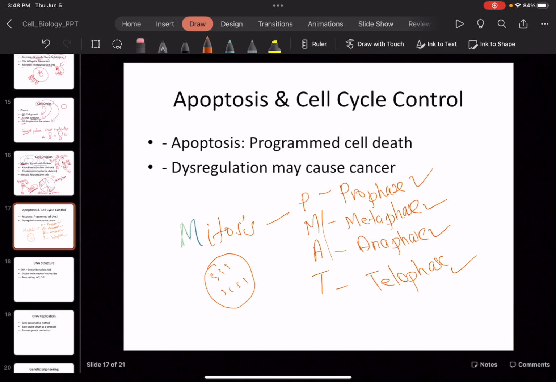M phase, metaphase: everything starts to line up in the middle. Remember, P is packing, M is what? Everything in the middle.